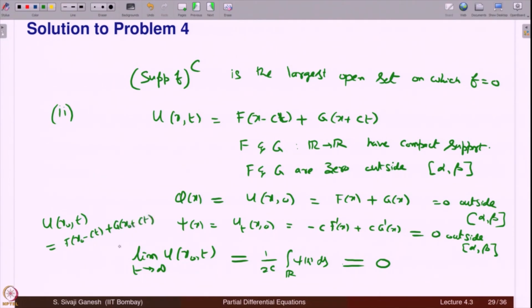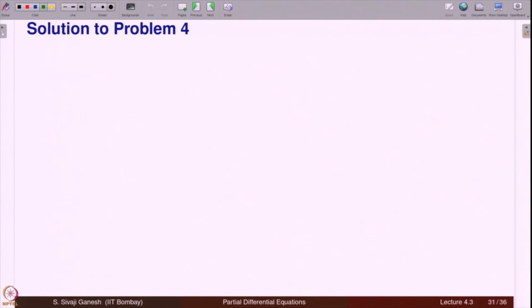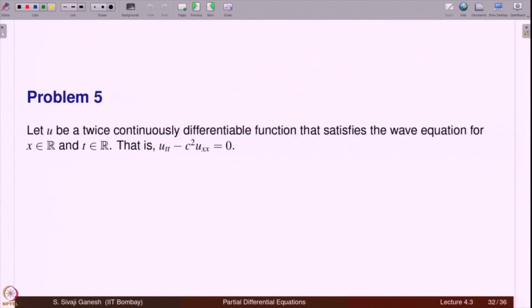Now, as t goes to infinity, x0 minus ct and x0 plus ct will come out of the interval (alpha, beta). Therefore, that limit is 0. Therefore, we conclude that the integral of psi over the support must be 0. This completes problem 4. Now, let us move on to problem 5.